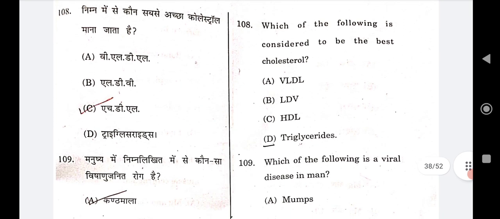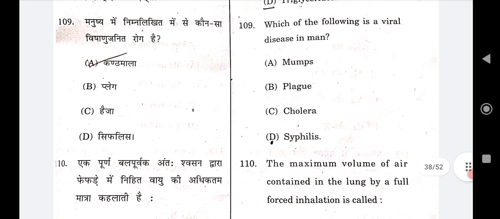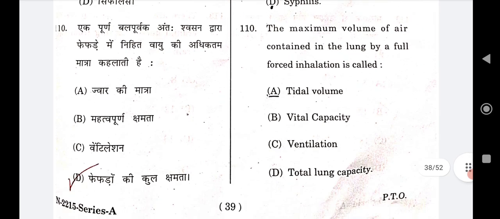Next question is which of the following is considered to be the best cholesterol? So HDL, C is the correct option here. Which of the following is a viral disease in man? So mumps is the correct option, that is option A. 110th question is the maximum volume of air contained in the lung by a full force inhalation is called total lung capacity. D is the correct option here.